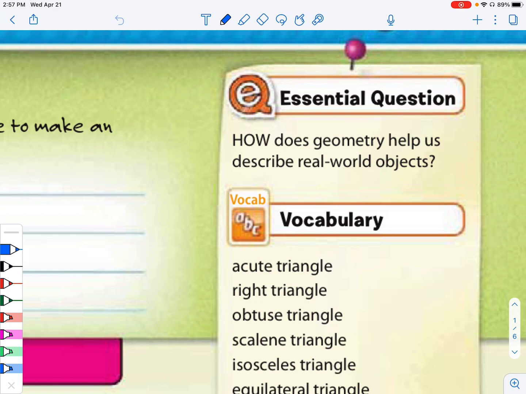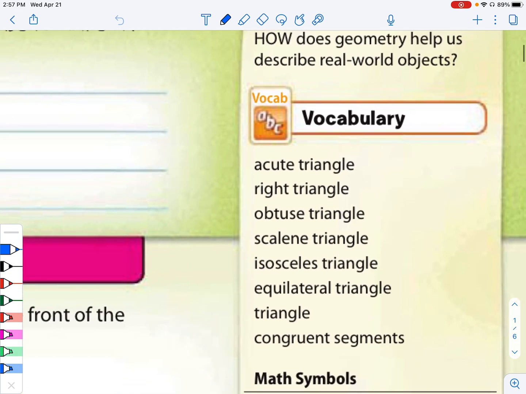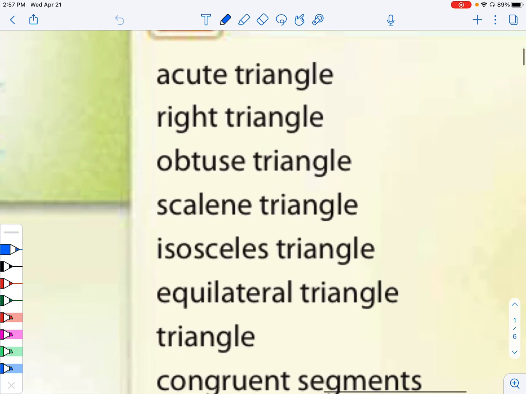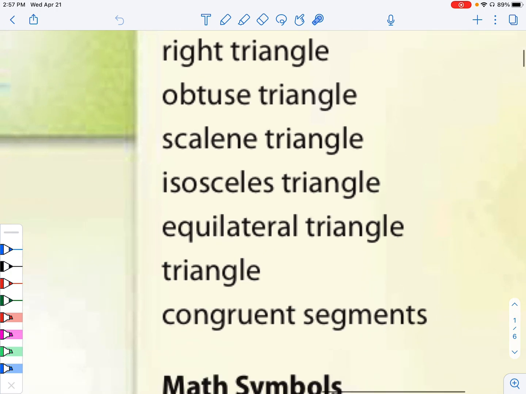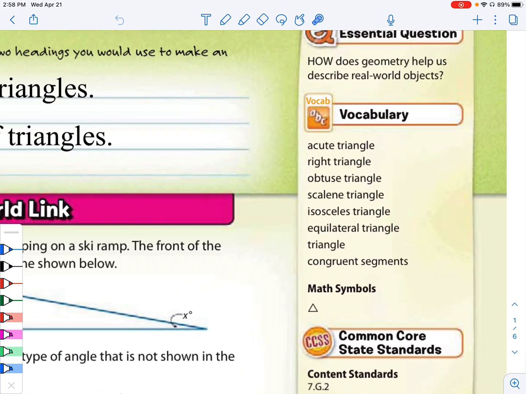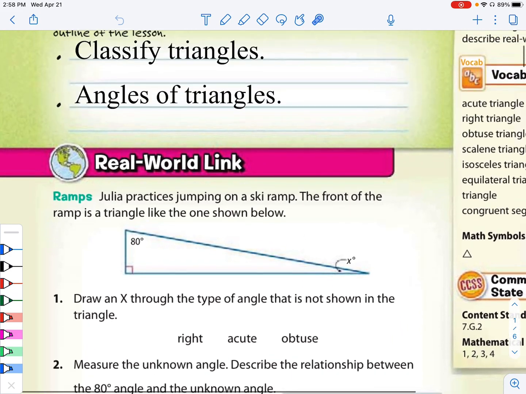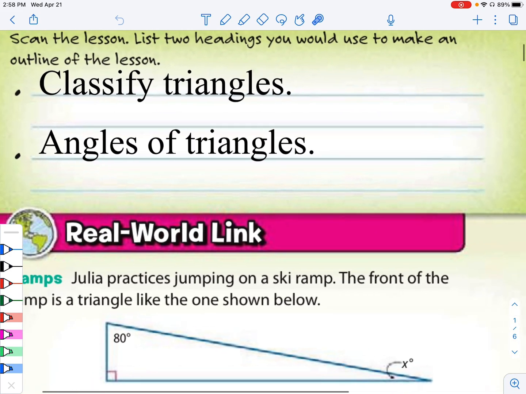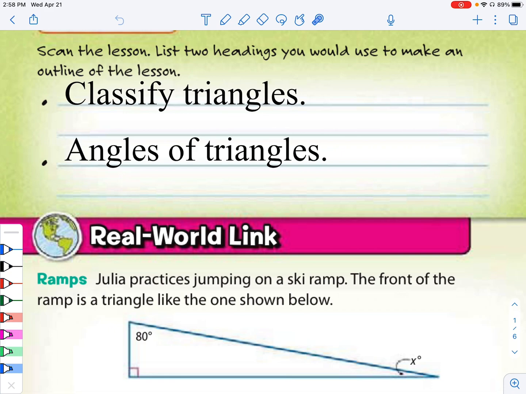In this particular lesson, we are going to talk about a lot of vocabulary words. We're going to discuss what an acute triangle is, a right triangle, an obtuse triangle, a scalene triangle, isosceles triangle, an equilateral triangle, triangle in general, and we're going to talk about congruent segments. Okay, let's jump into it. Let's take a look at the real world link. Oh, before we do that, there are two objectives that we will be doing here. First, we will be classifying triangles, and we are going to talk about angles of triangles.